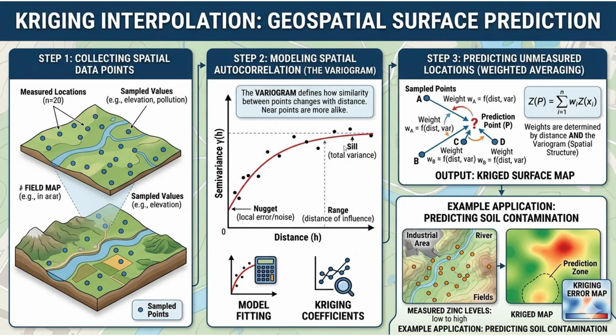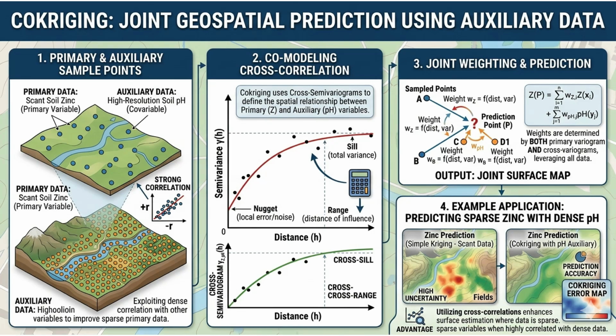You can see an example of soil contamination shown here. By using kriging, we create a smooth heat map, a kriged map, and crucially an error map that tells us where our predictions are shaky because we lack enough data. Now let's talk about co-kriging.